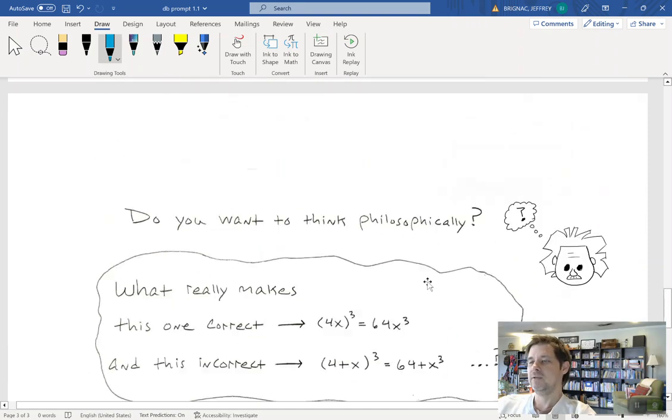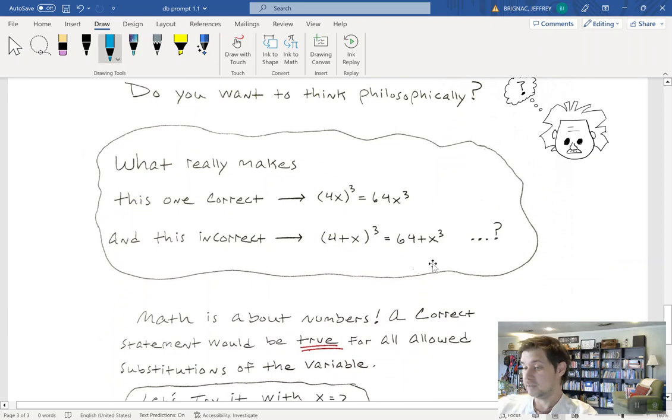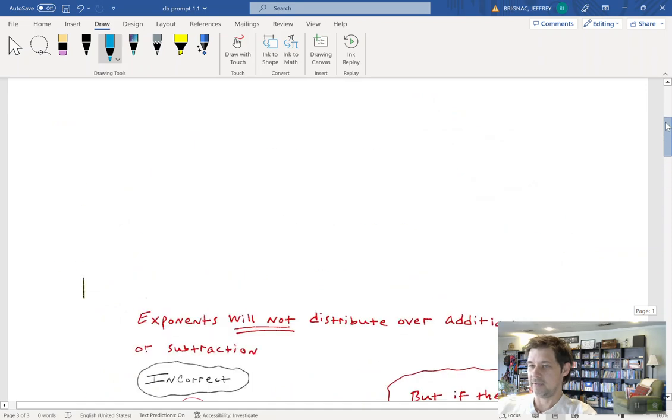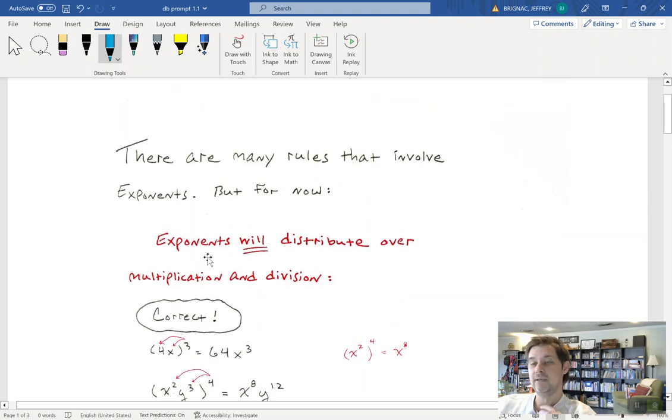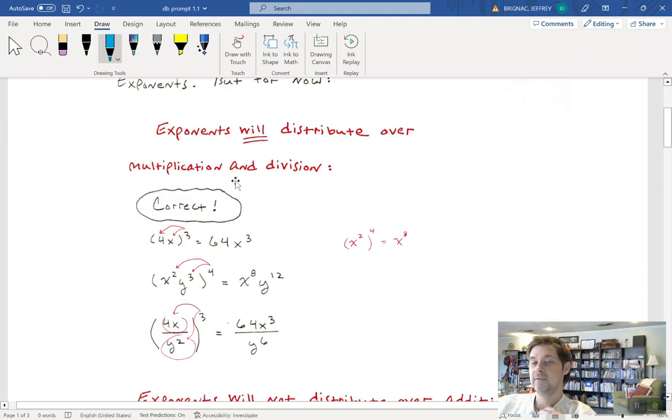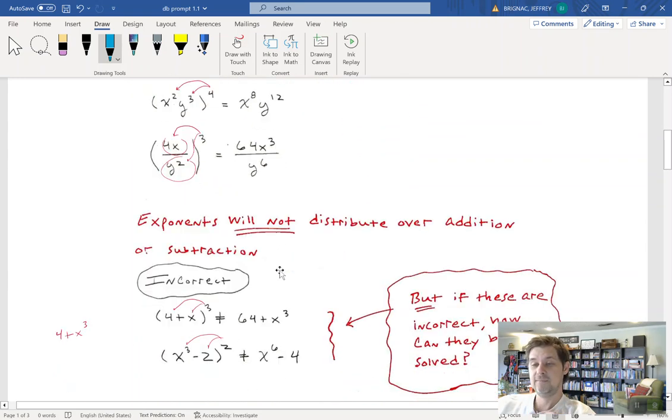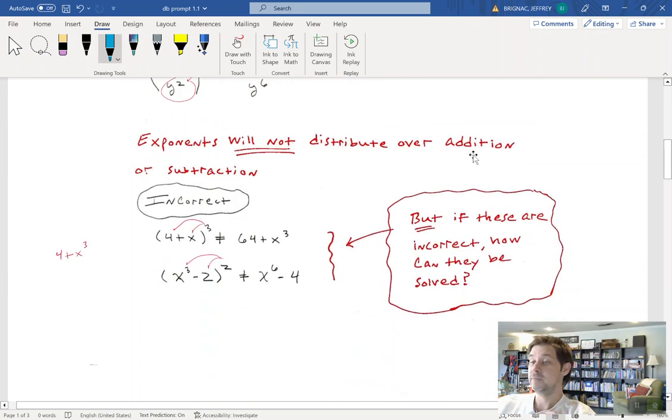So that's what it really means, to think philosophically about this. I think it's worth knowing that when I say that anything in our class that involves letters, x's and y's and z's, is right or wrong, it's got to come down to numbers. Okay, so for now, let's leave it with this. Exponents distribute over multiplication and division all the time, anytime, and exponents will not distribute over addition or subtraction.